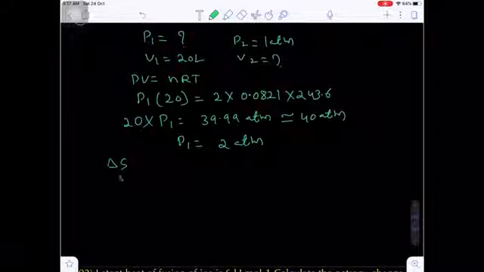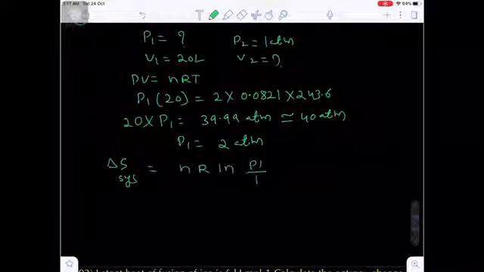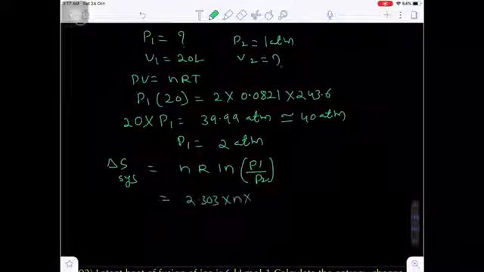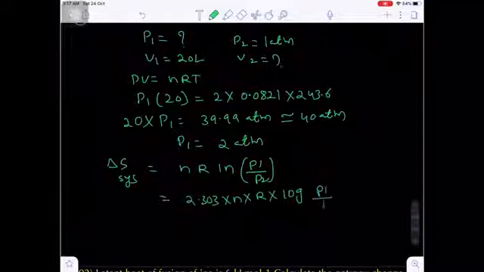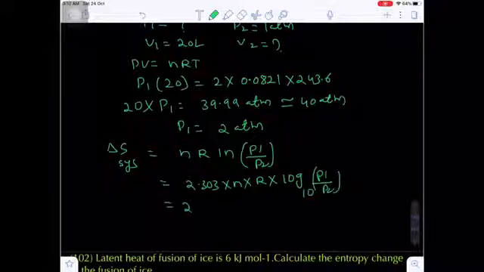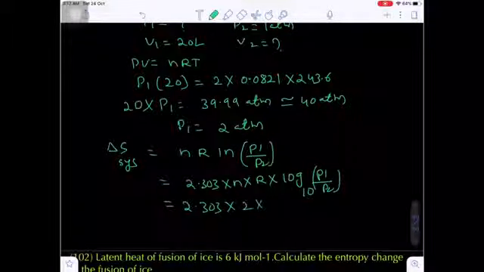So for our isothermal process, what will be the change in entropy of a system? nR ln P1 upon P2. Otherwise, 2.303 into n into R logarithm of P1 by P2 to the base 10. So 2.303, how many moles of ideal gas are there? 2 moles of ideal gas.